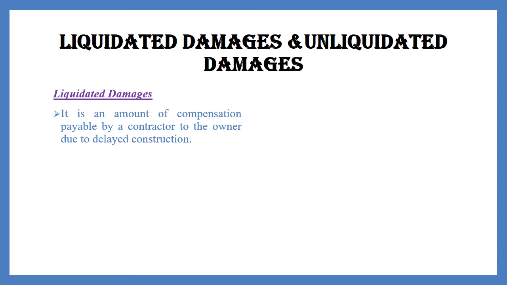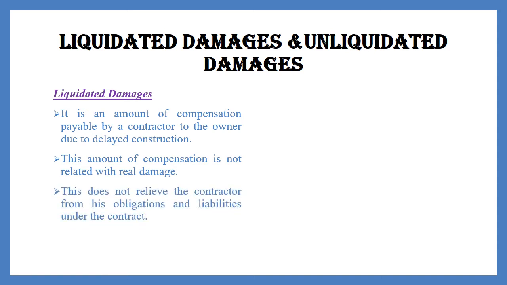It is an amount of compensation payable by a contractor to the owner due to delayed construction. This amount of compensation is not related with the real damage. This does not relieve the contractor from his obligations and liabilities under the contract. In case a part of the project is used by the owner before the completion of the work, the amount to be paid is reduced in proportion to the value of the part that has been utilized after issuing the certificate of occupancy.